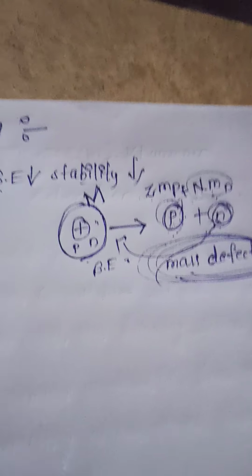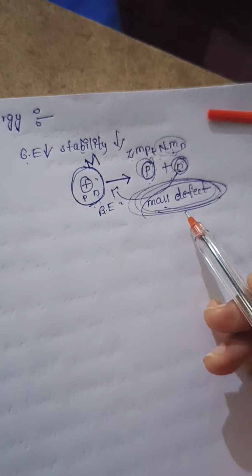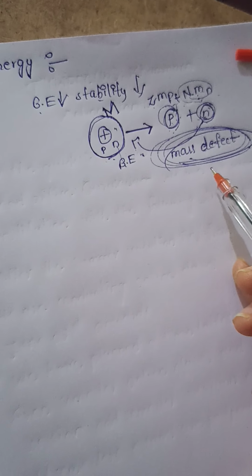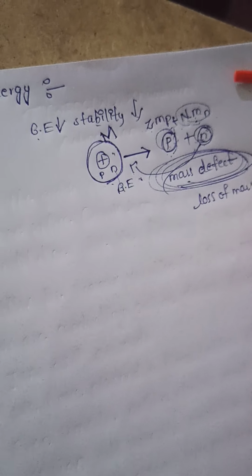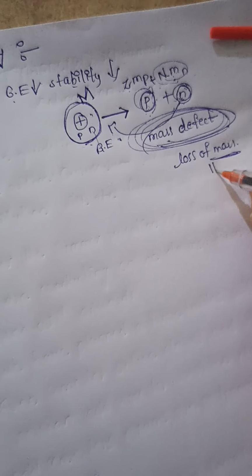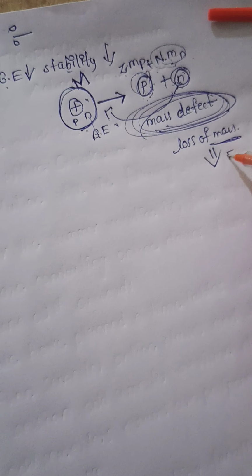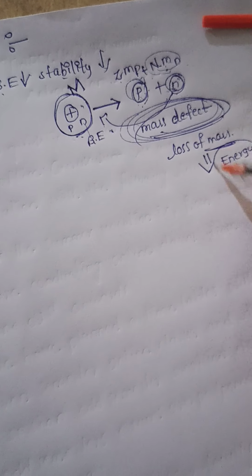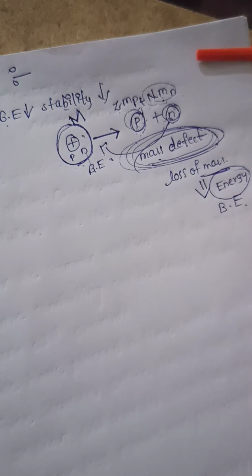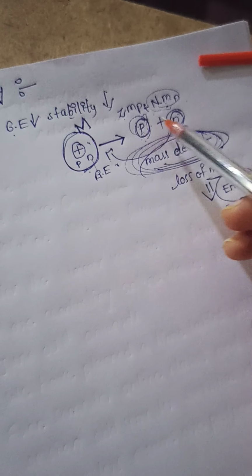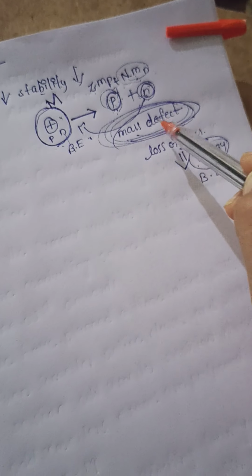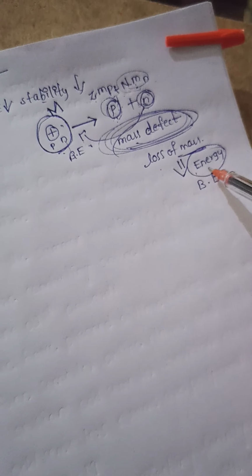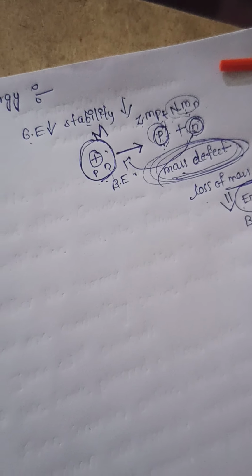This mass defect can also be known as loss of mass. So where has the loss of mass gone? The loss of mass is converted into energy, and this energy is called binding energy. Whenever the constituent particles lose some mass, the loss of mass is called mass defect, and that loss of mass is converted into energy. That energy is called binding energy.